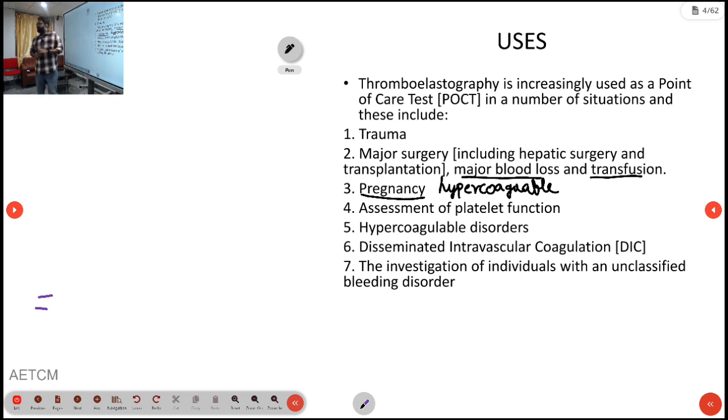So a hypercoagulable state can also be graphically determined by thromboelastography, and the assessment of platelet function disorders and hypercoagulable disorders can also be done by this method. And DIC: by the graphical representation, we can identify DIC, and it is also used in the investigation of individuals with an unclassified bleeding disorder to find out which factor is contributing to the bleeding manifestations.